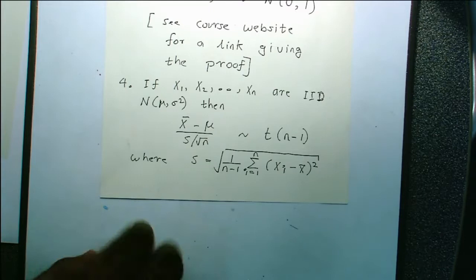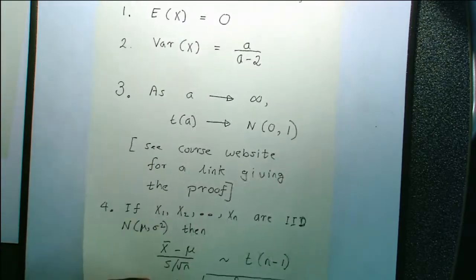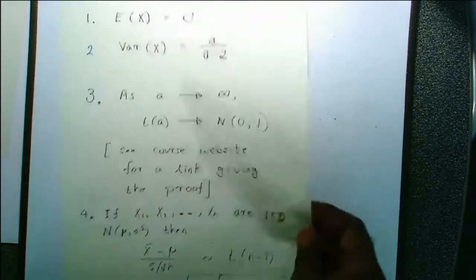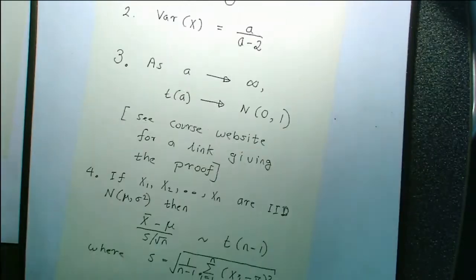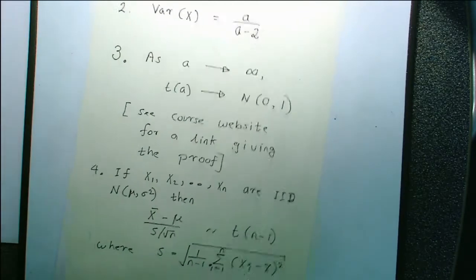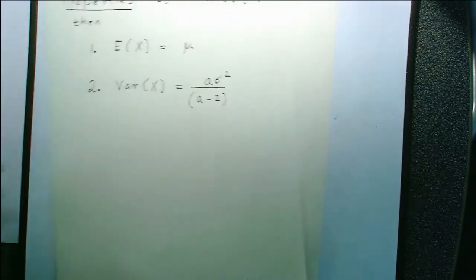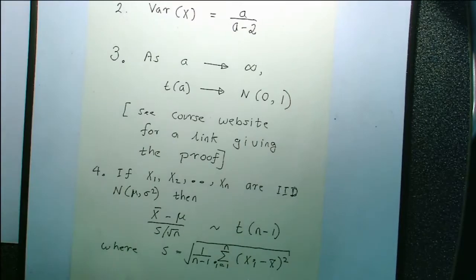So there are 4 properties for the standard t distribution and 2 properties for the extended t distribution, which I just gave. This is the extended t distribution.